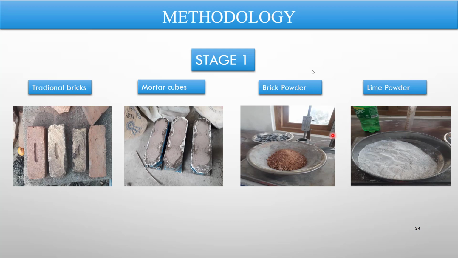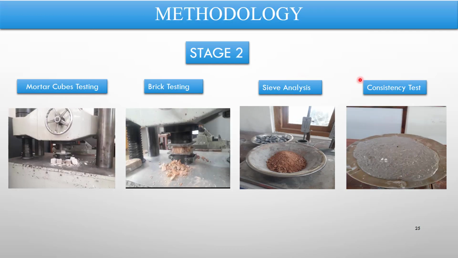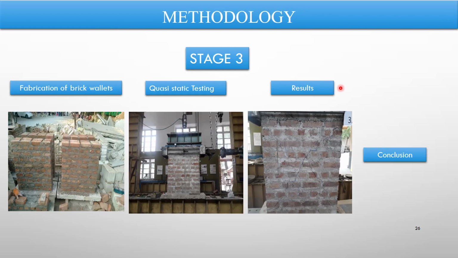The methodology section consists of 3 stages. In stage 1, the traditional bricks were provided by the archaeology department of Peshawar, and then mortar cubes were prepared. Brick powder was made from the brick units and lime mortar. Similarly, in stage 2, testing was done on mortar cubes and bricks, sieve analysis was performed, and the consistency test was performed on the mortar to give a suitable water to cement ratio. In stage 3, walls were fabricated and polished and tested.